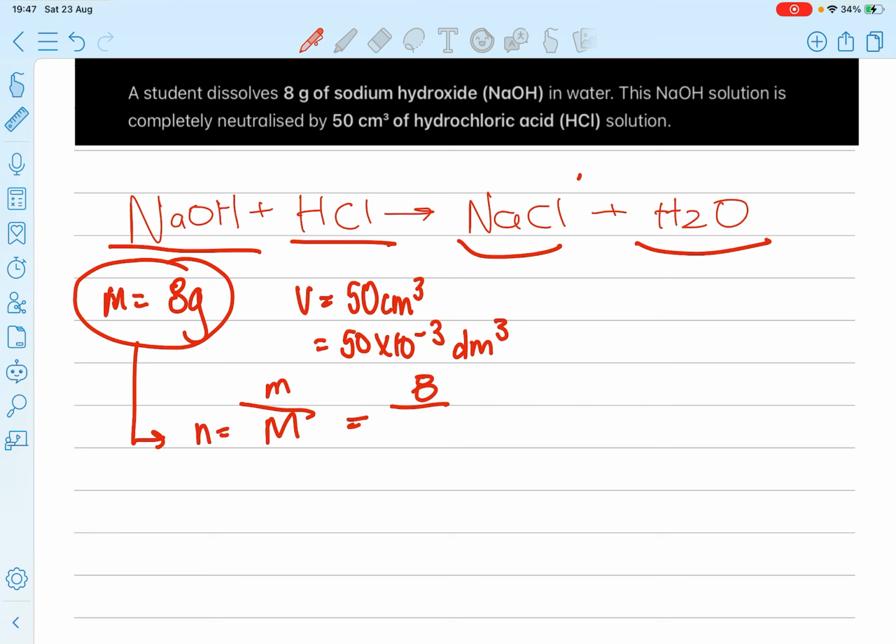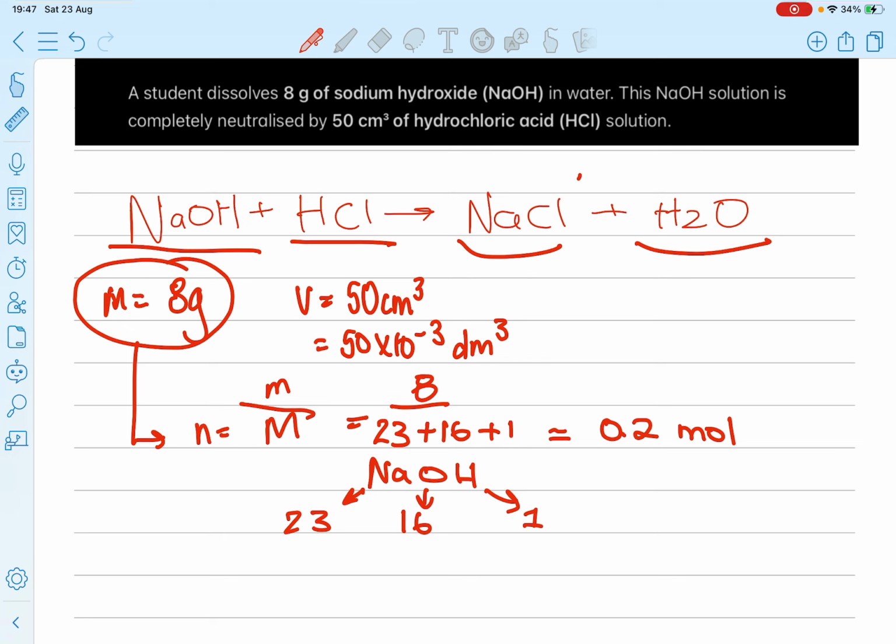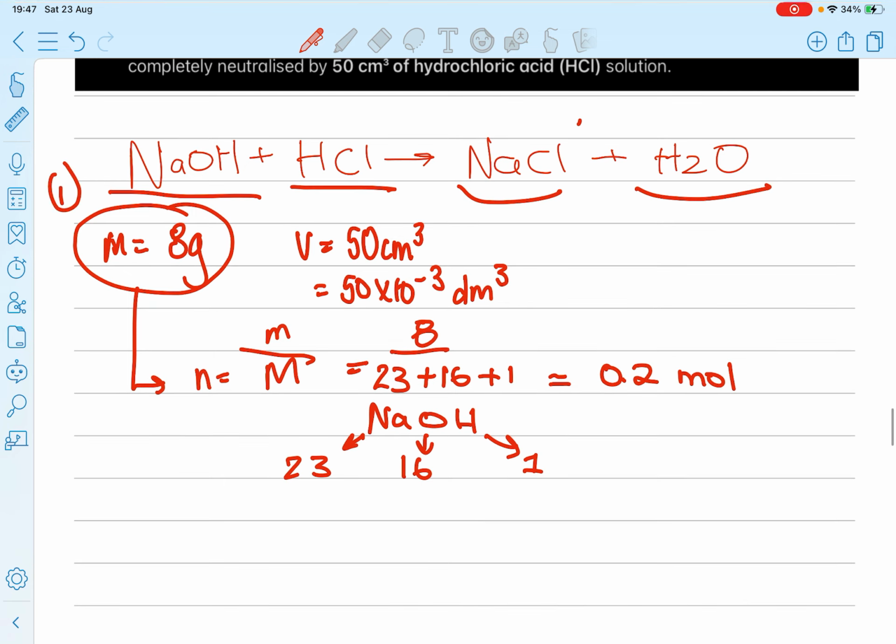So we can say that we've got 23 plus 16 plus 1, because sodium hydroxide is made up of our sodium, which is 23, oxygen, which gives us 16, and hydrogen, which gives us 1 as the atomic mass. And now if you calculate further, you're then going to find how many moles, which is going to be 0.2 moles. This tells us a story.